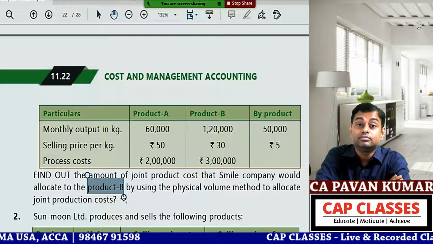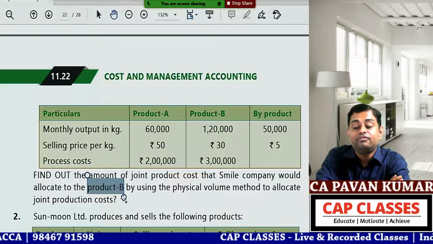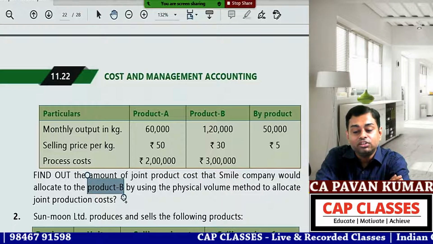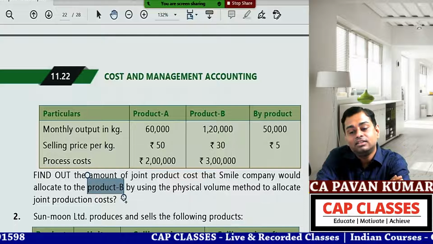7,50,000. 2,50,000? 5 lakhs. 5 lakhs. This problem is over.